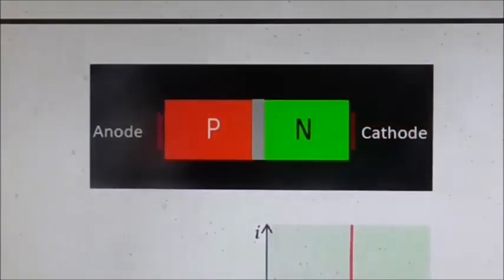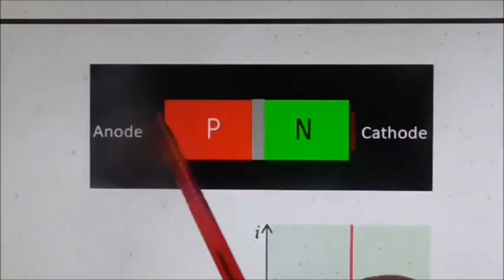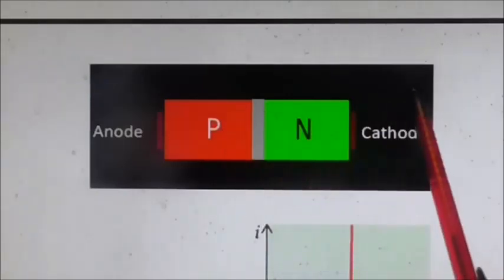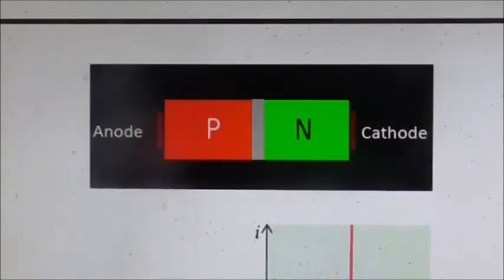PN junctions are present in lots of things. You can find them in transistors. If you put another N substrate there, you get an NPN transistor. If you put another P substrate there, you get a PNP transistor. And you also find them in solar cells, and it's hardly surprising because they're all semiconductors, and the diode is in fact the simplest form of semiconductor there is.